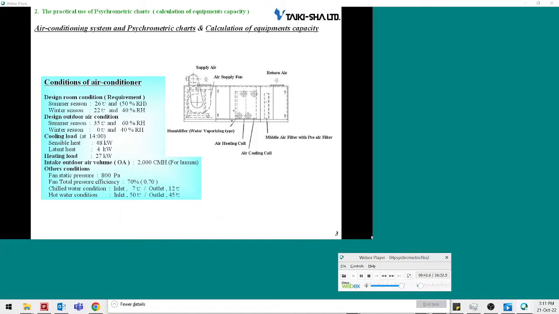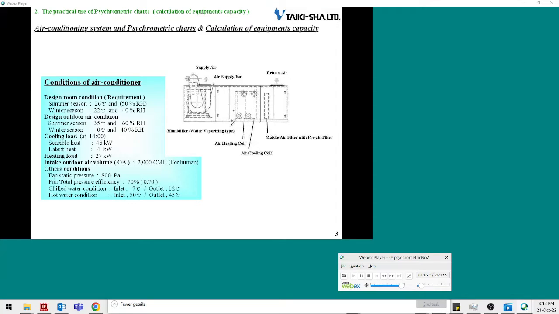Air conditioning systems in psychrometric charts. To calculate capacities of air conditioners, assume the following conditions. Conditions of the air conditioner. For room conditions, assume that during the summer the temperature is 26 degrees Celsius and the humidity is 50%, while during the winter the temperature is 22 degrees Celsius and the humidity is 40%.